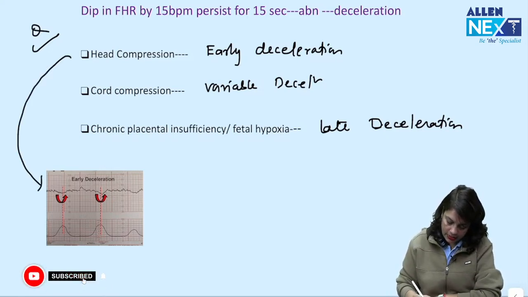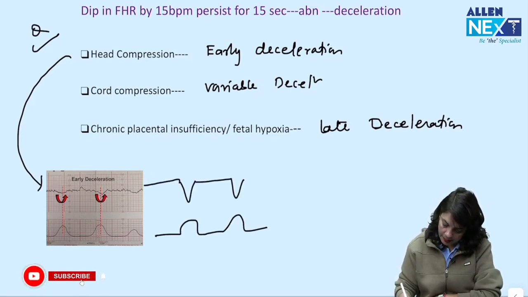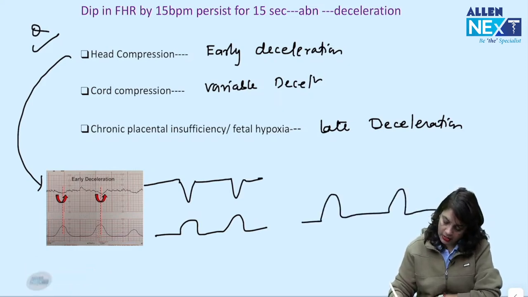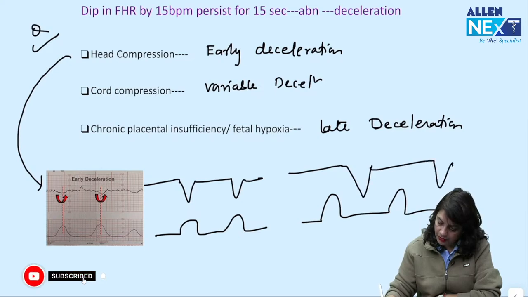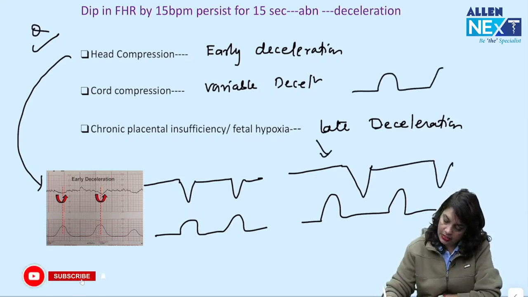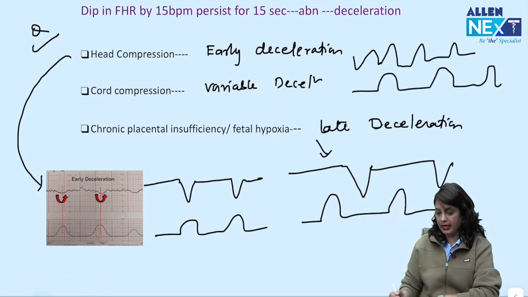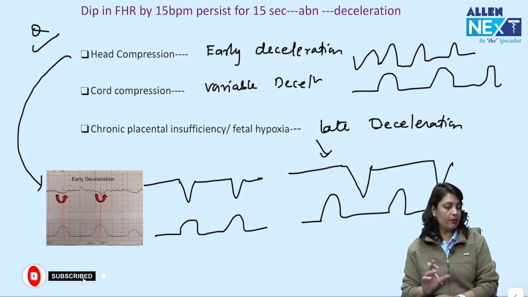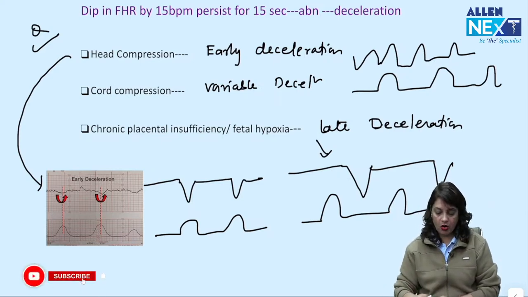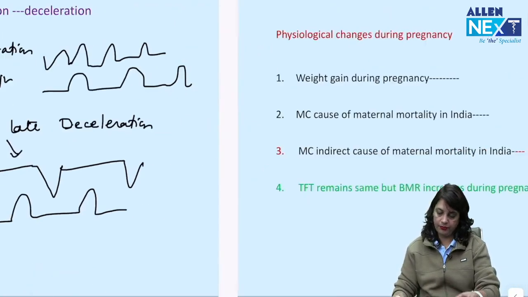So head compression, you can see early deceleration here. With uterine contraction, there is dip of the fetal heart rate. Fetal heart rate is dipping. This is early deceleration. Due to uterine contraction, if fetal heart rate is dipping after the contractions, that is late deceleration. If it is not related with uterine contraction, any time dip can be seen. That is variable. So either there will be an image based question or there will be head compression, cord compression or chronic placental insufficiency. They can ask you this way.